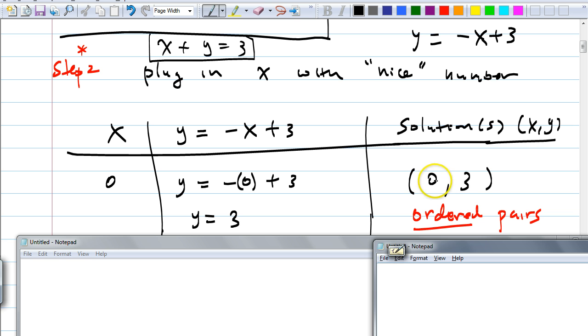Because look, if I plug in x equals 0, y equals 3, look at my original equation. It says x plus y equals 3, right? So if x is 0, y is 3, we get 3. The solution is correct, right? Left side is equal to the right side. Does that make sense? So we're done, right? No. Are we done? No. Okay, some of you say no.